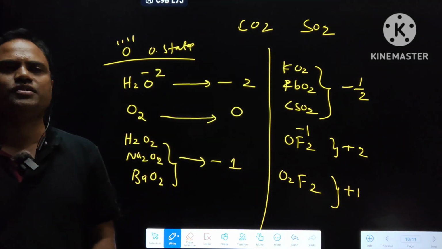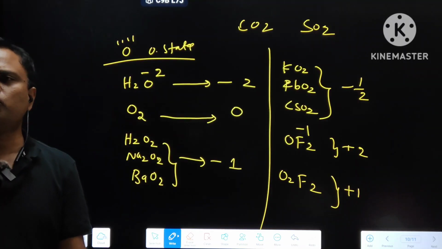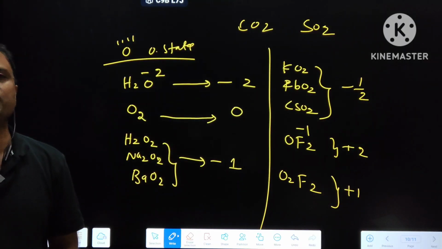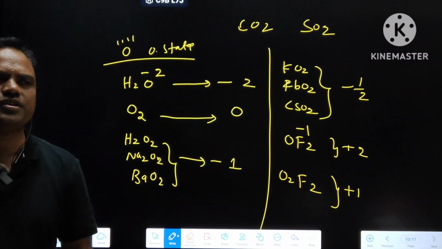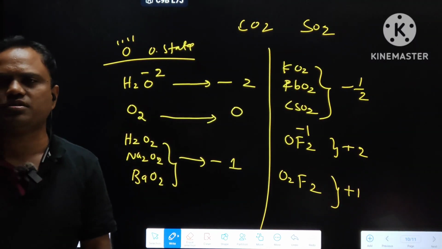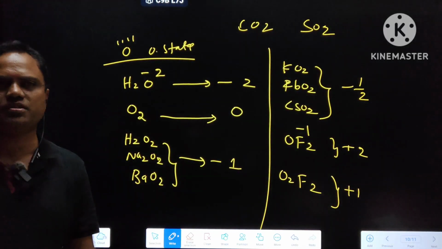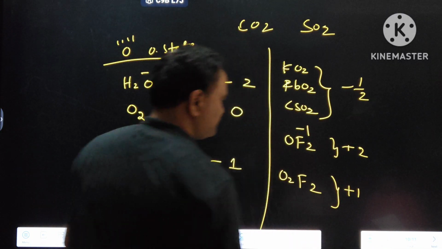Oxidation state does not exceed the group number. Correct or wrong statement? 4th A group elements' maximum oxidation state is +4 only. 6th A group elements' maximum oxidation state is +6 only. Oxidation state does not exceed the group number. 7th A group elements' maximum oxidation state is +7 only. Chlorine +7. Right.